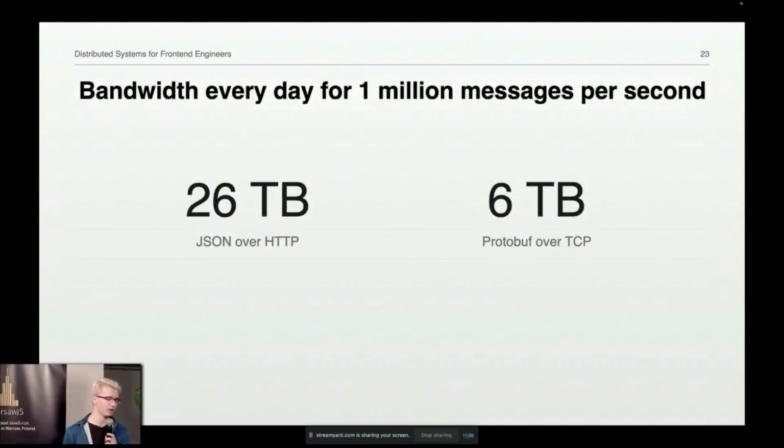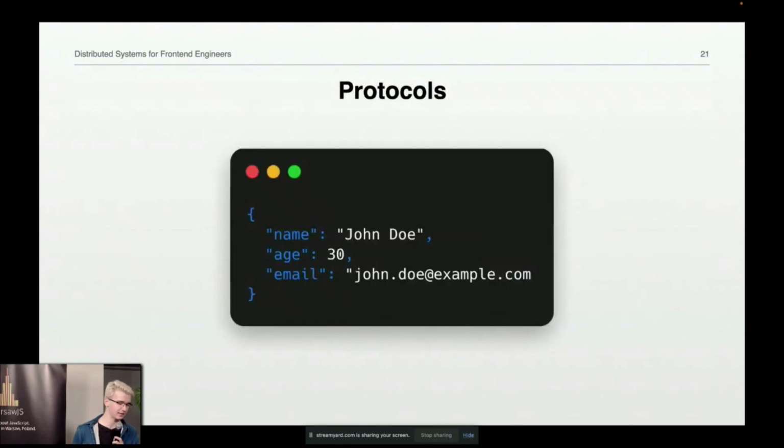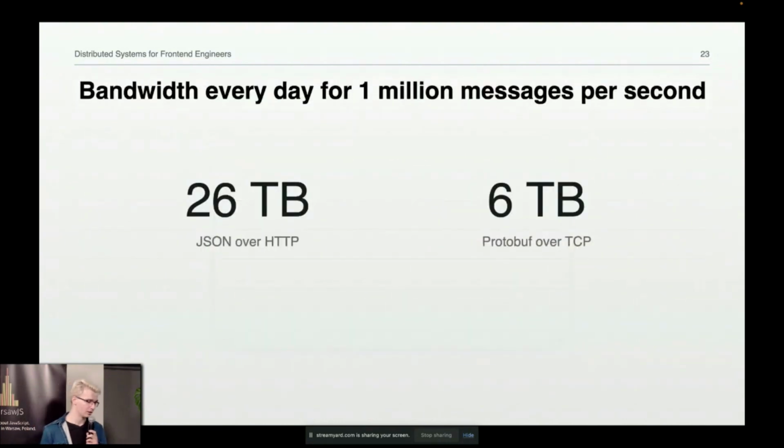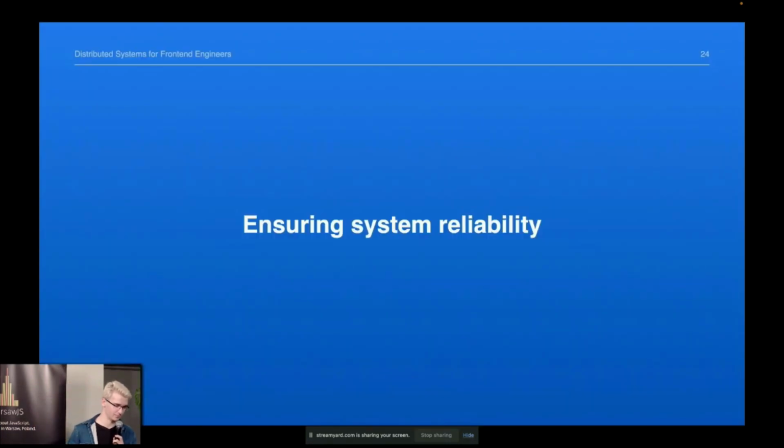Oh, wrong. It's just 3 simple fields, and imagine we have 1 million such messages per second, which is not a lot. This will come at a cost of 26 terabytes versus just 6 in a year. And this is just a small piece of data, an unrealistic example. In the real world, we have much bigger ones. So we need to think about that on the backend too.